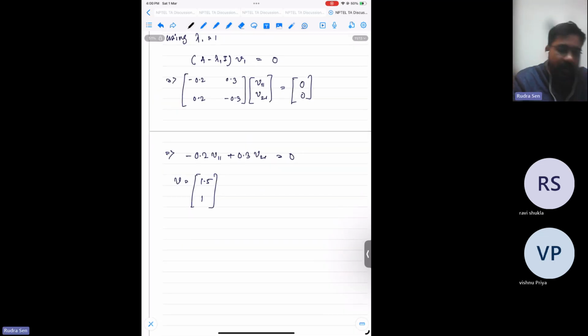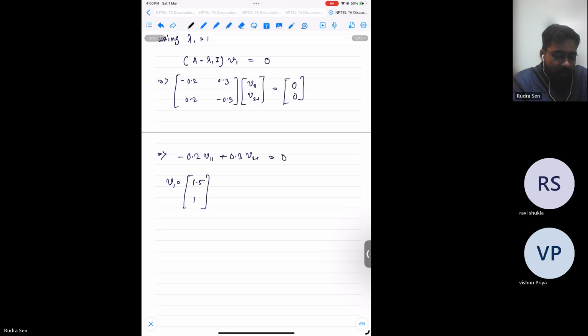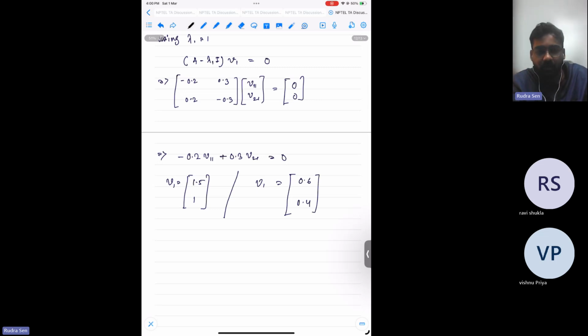So this is one eigenvector. This is V1. It could be 3 by 2, or let's say if we put 0.6, either this, or you can consider V1 as 0.6 and V2 as 0.4. This is also an eigenvector. Okay.